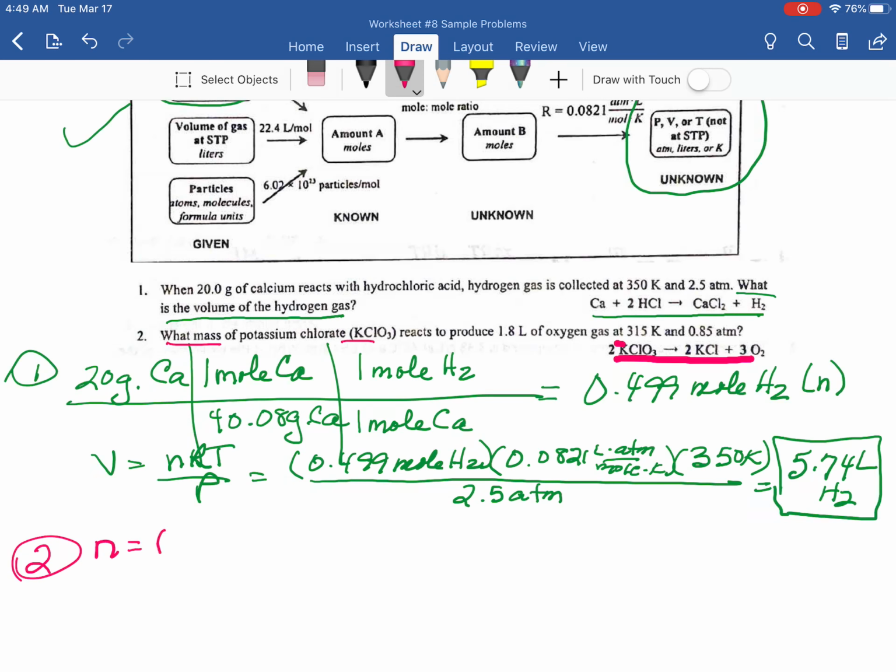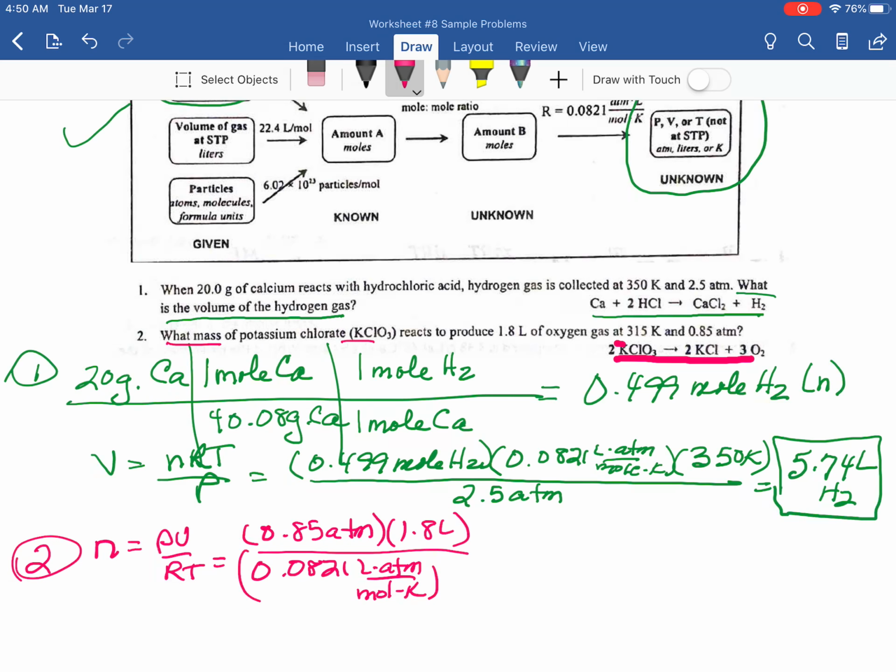And so I'll solve for moles. n equals PV over RT. And so that pressure given to you in the problem is 0.85 atmospheres. The volume is 1.8 liters. R is 0.0821 liter atmosphere per mole Kelvin. And the temperature is 315 Kelvin. And from that, you'll find out that you have 0.059 moles of oxygen gas.